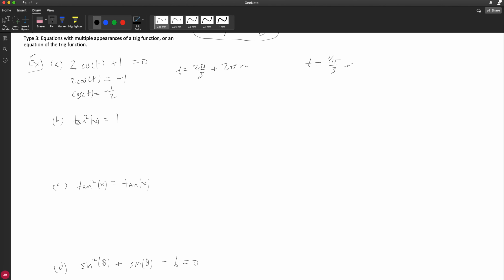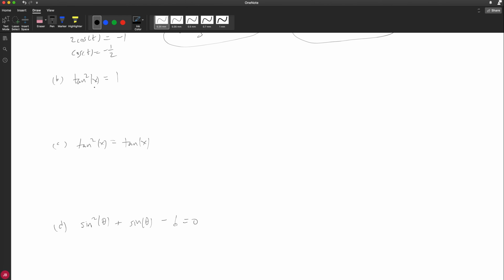And again, add 2 pi n. And that's it, right? You've already solved for t, so that's all there is to it. You just get these 2 groups of solutions. Okay. Now coming here, it's a little bit different.